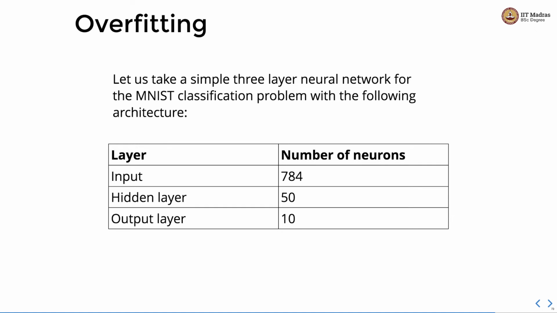Let's look at the overfitting issue in neural networks. Let's take a simple 3-layer neural network for the MNIST classification problem with the following architecture. We have 784 neurons in the input layer, we have 50 neurons in the hidden layer and 10 neurons in the output layer because we are trying to predict one of the 10 classes for each image.